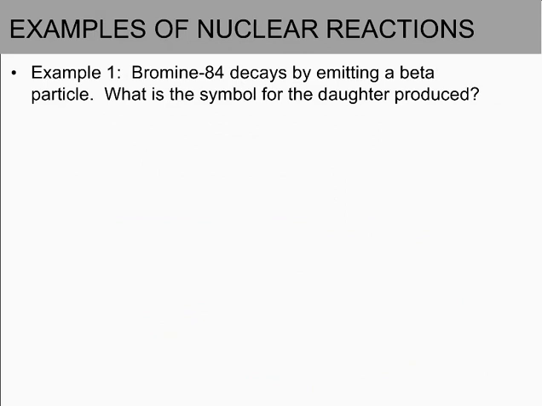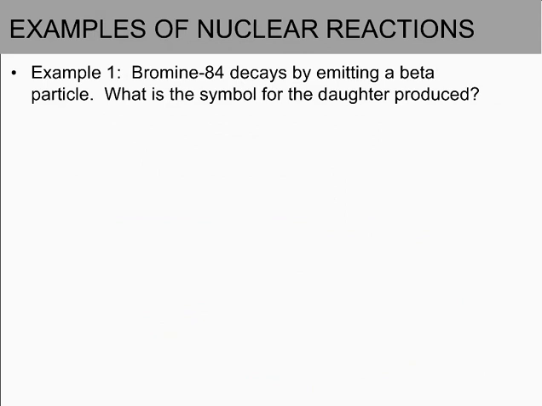Okay, so let's go through a few examples of how to write nuclear reactions and how to figure out what the products are, or what particle is emitted or captured. So in example 1, we have bromine with a mass number of 84, and it decays by emitting a beta particle. And we want to determine what is the symbol for the daughter produced. So what is the other product?